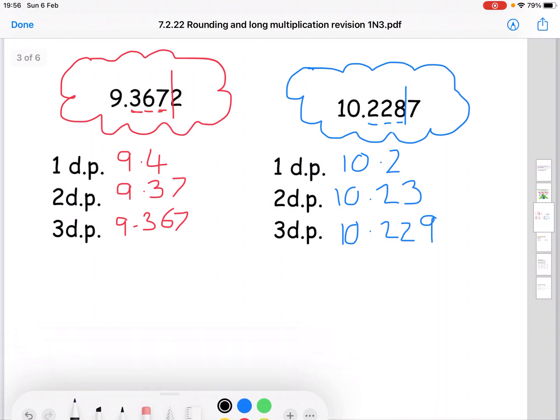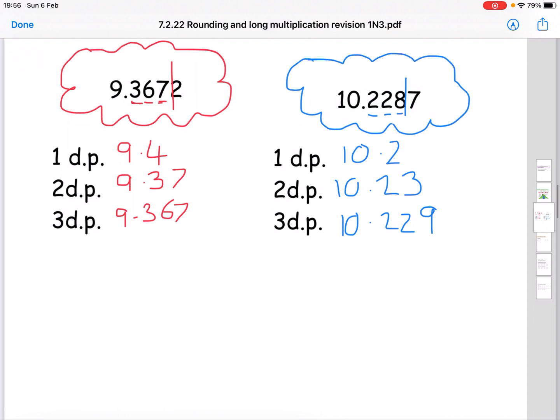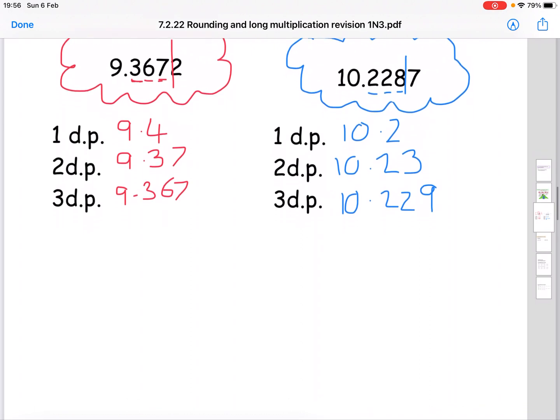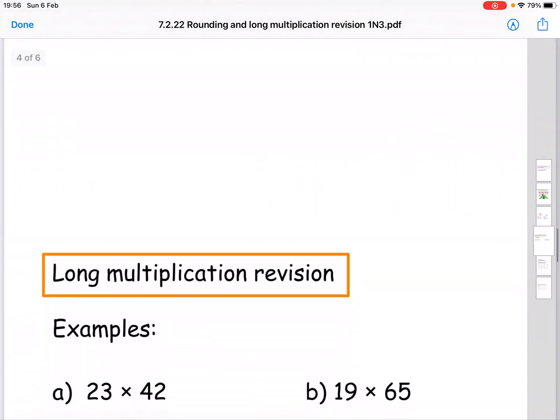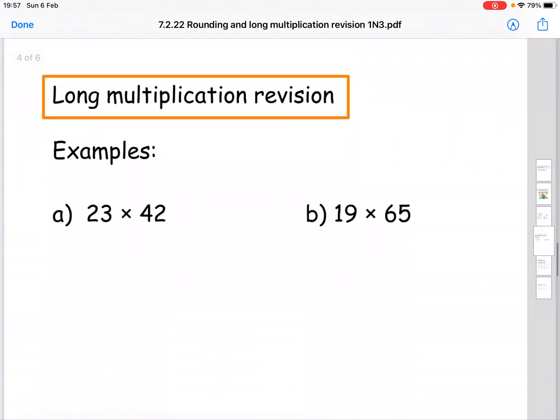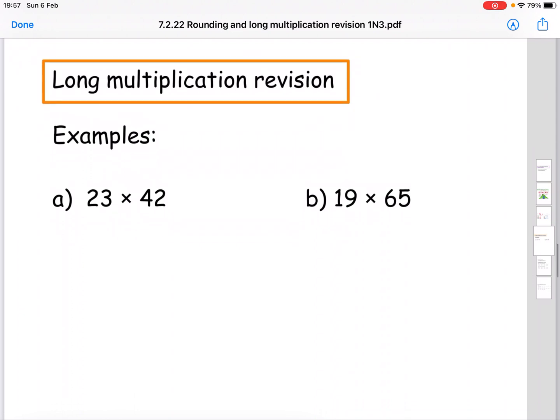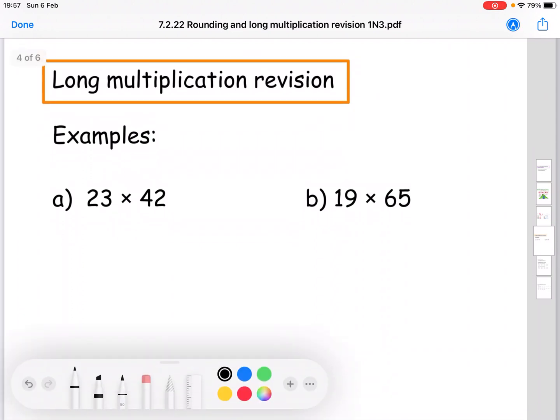So hopefully that's a little recap for you of your rounding. You'll have an opportunity to practice some of that today if you feel that's something you want to spend some time on. The other skill that I wanted to go over with you is long multiplication. So often pupils just forget how to lay this out. So I'm going to do 2 of these with you and just talk you through the process. So the first one is 23 times 42.